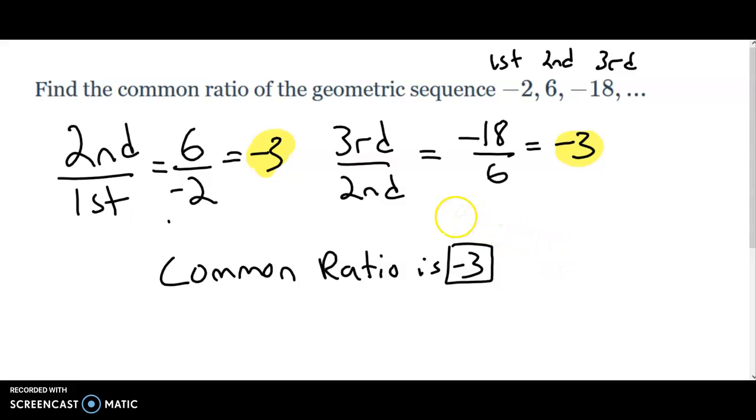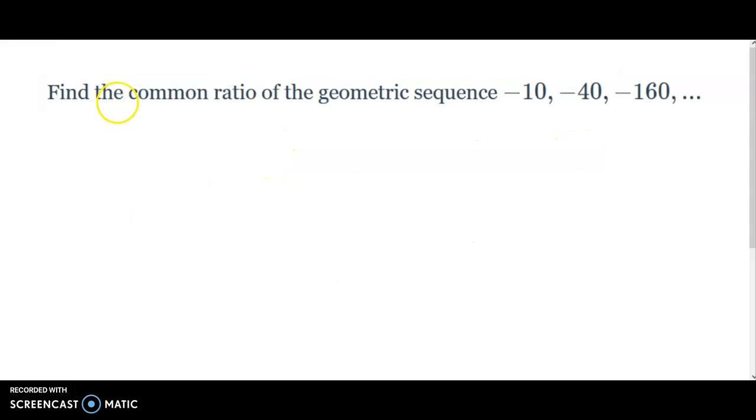Okay, so let's take a look at another example. Find the common ratio of the geometric sequence -2, -10, -40, and -160. Basically what I'm trying to find out is what's being multiplied to make it go up. Like, what am I multiplying the -10 by to get -40? What am I multiplying the -40 by to get -160?